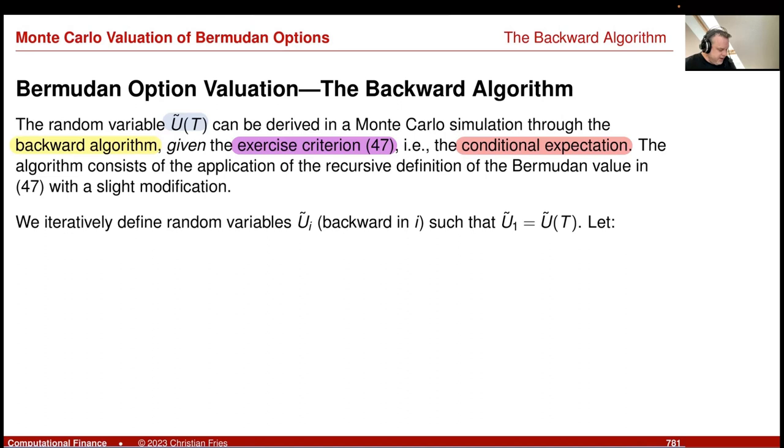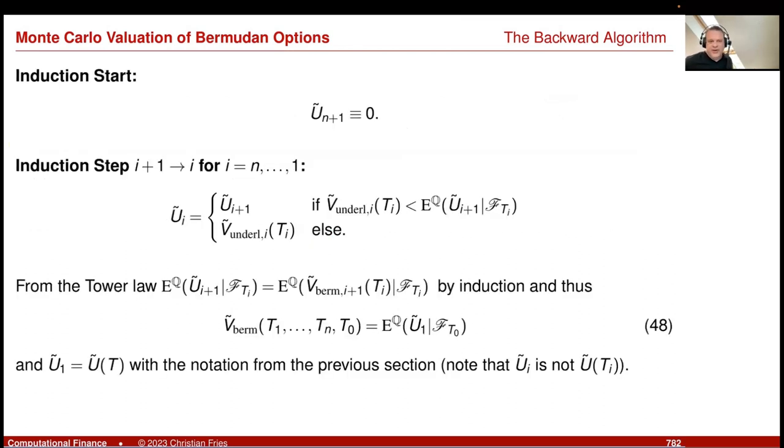So I now iteratively construct random variables. These random variables are here the u tilde i. The u tilde i is not the same as u tilde of ti. So it's just the iterative construction, but we will have that the u tilde 1 will be my u tilde of capital T. So the collection of all the future underlyings stopped at the right moment at the optimal exercise time. So here's the algorithm. I initialize u tilde n plus 1 to 0. So this is just if the Bermudan runs on, you will in the end receive nothing.